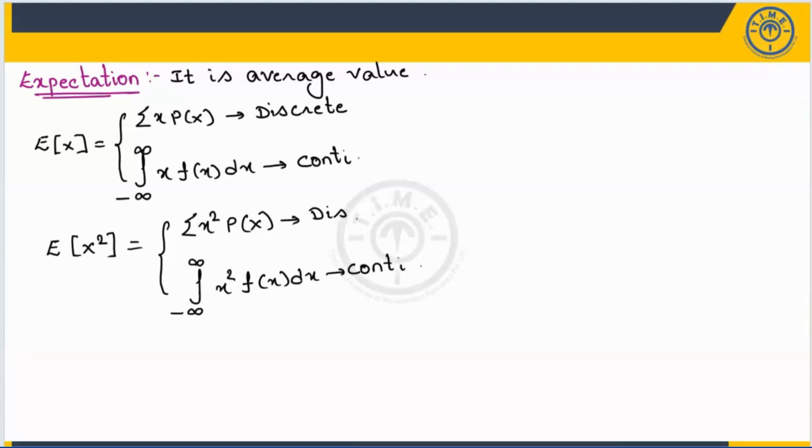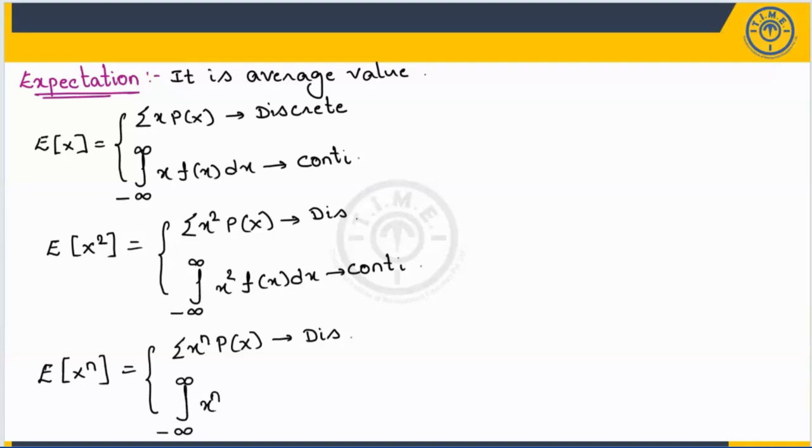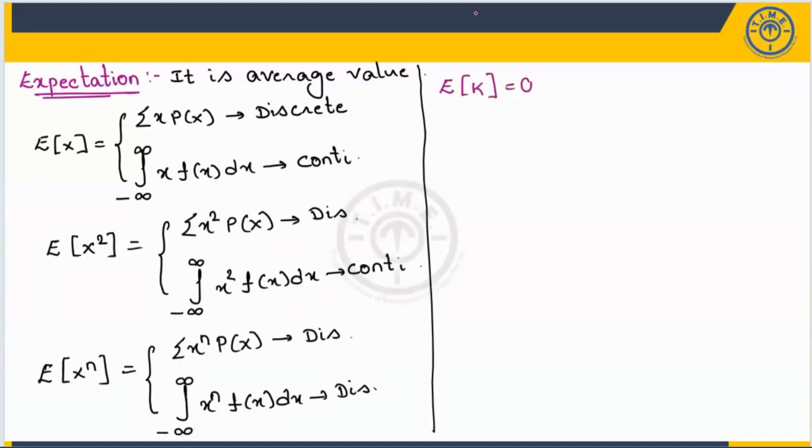And if we are taking in general, the expected value of x to the power n is summation of x to the power n into p of x for a discrete, and for a continuous, integral from minus to plus infinity of x to the power n into f of x dx. And the expected value of a constant is the constant only.